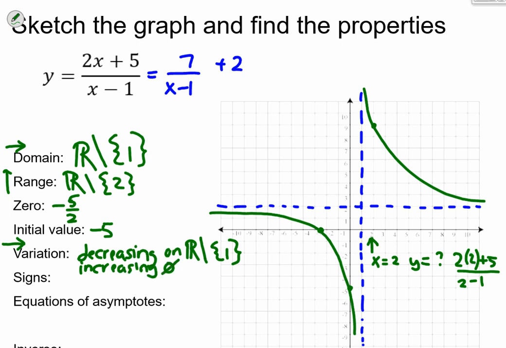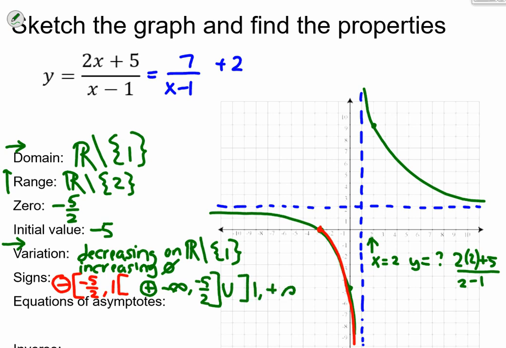The signs, I'm gonna just use a different color. So the signs, remember this is negative here below. Okay, so the sign, we can say it's negative from minus 5 over 2 to 1. And be careful, the 1 is excluded because that's your asymptote. And when is it positive? In green, it's positive from minus infinity to negative 5 over 2, union 1 excluded because that's our asymptote, to plus infinity.